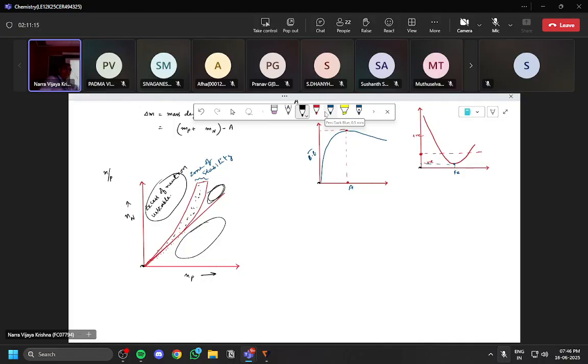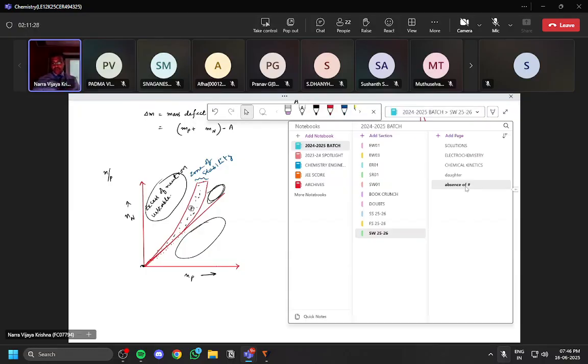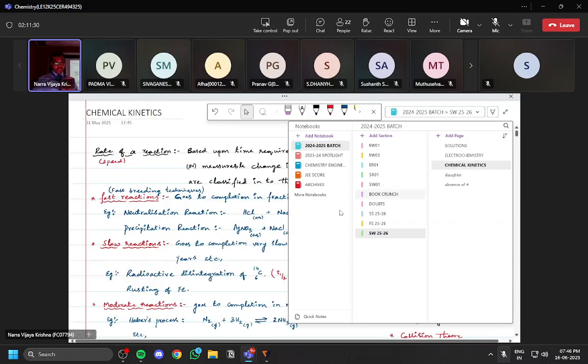If they fall here, they will do alpha emission. If they fall here, beta emission. If they fall here, positron emission or K electron capture. That's all. Same thing we have written in one note, in one order. Same explanation.